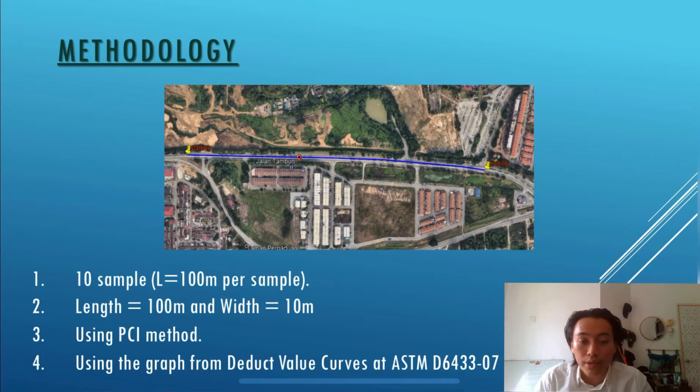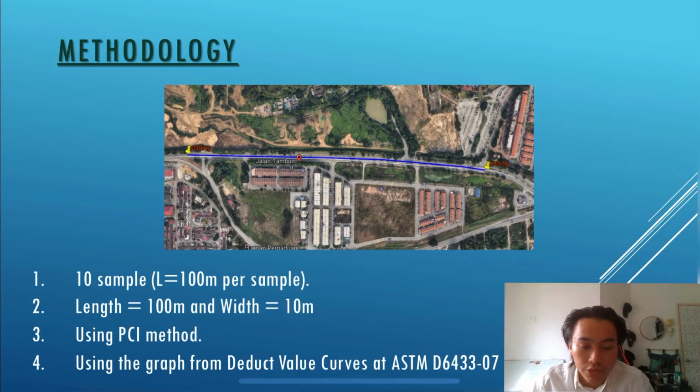Okay, for the methodology, the observation method that we use is through Google Earth and Google Maps. Google Earth is used to calculate the length and the width of the road, Jalan Tambun. And Google Maps is used to observe the pavement condition to list out the distress, the type of distress and the distress level.